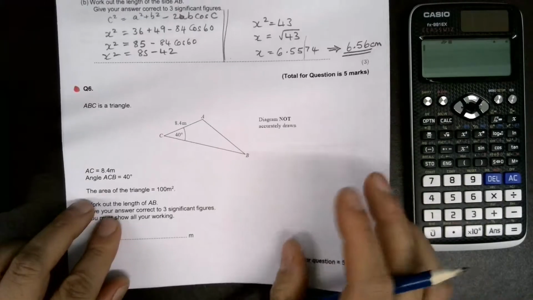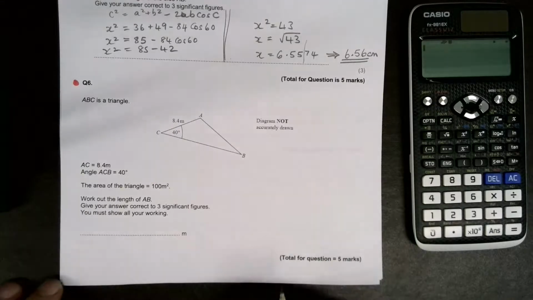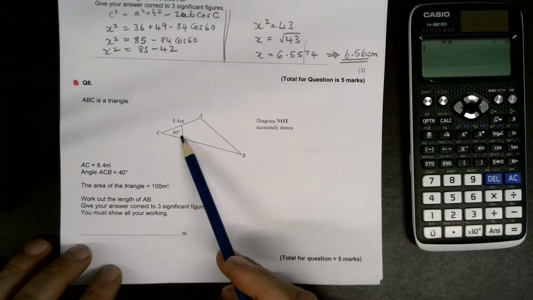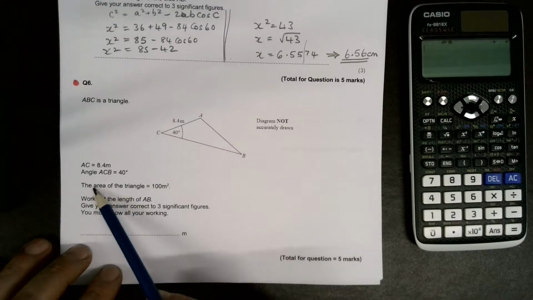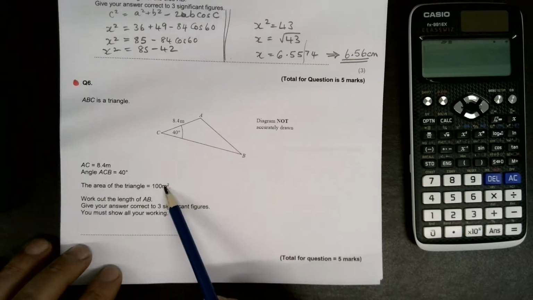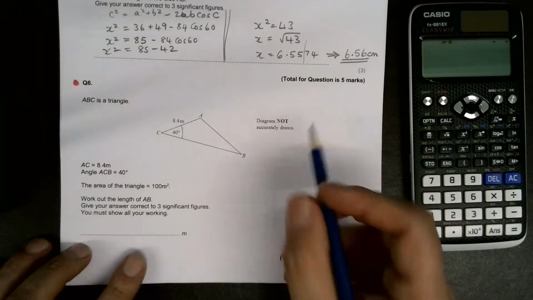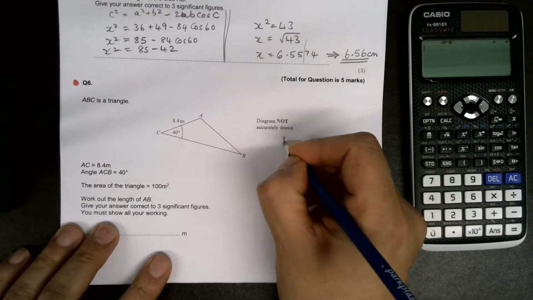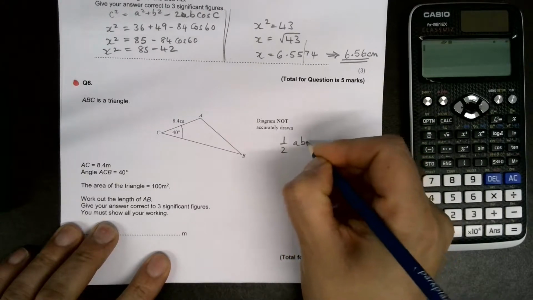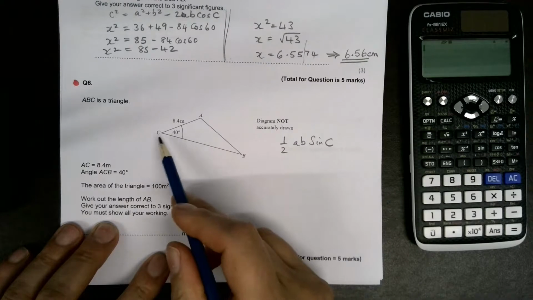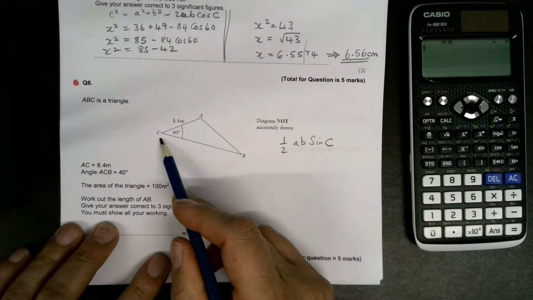So question number 6. If we're looking at question number 6, we have one side, we have one angle, and this time we've got an area. Now if we're talking about sides and angles and area, I'm thinking, well, it's a half AB sine C formula. C, again, they've been really nice and labelled that.